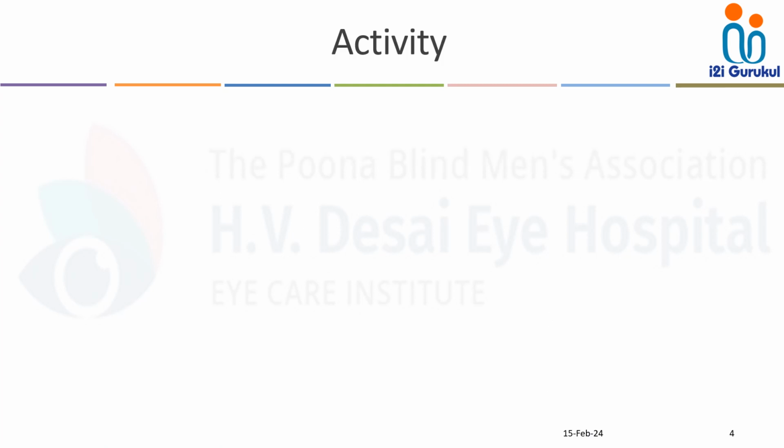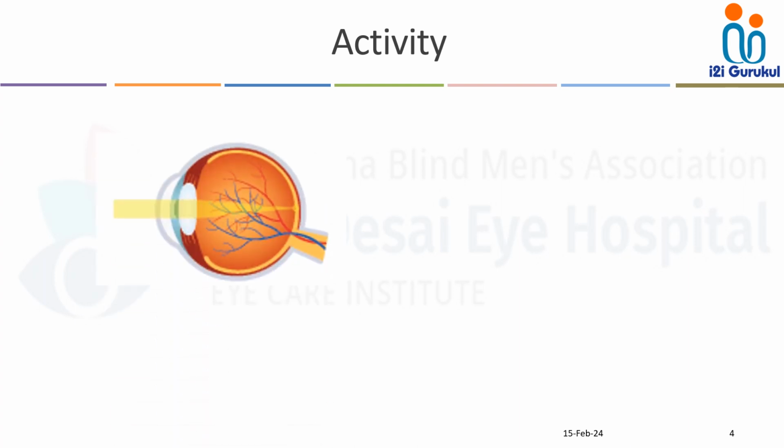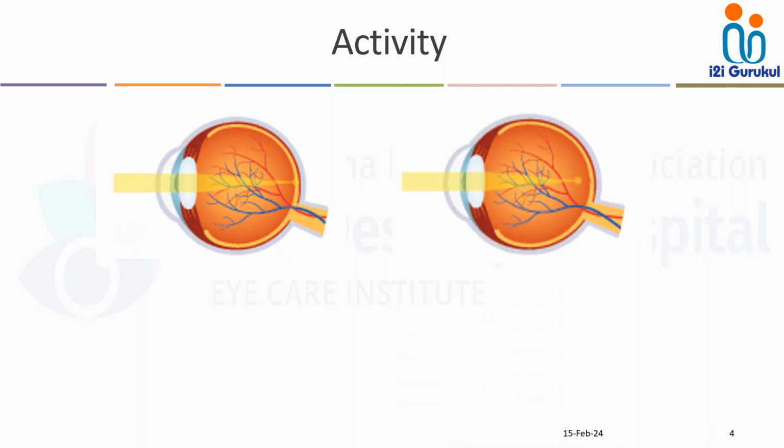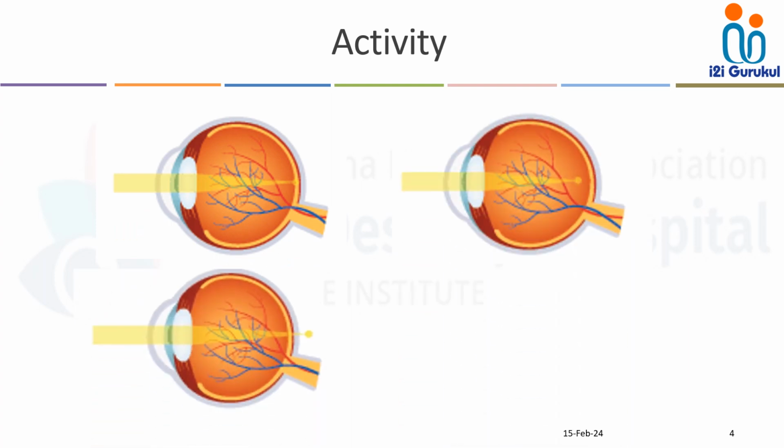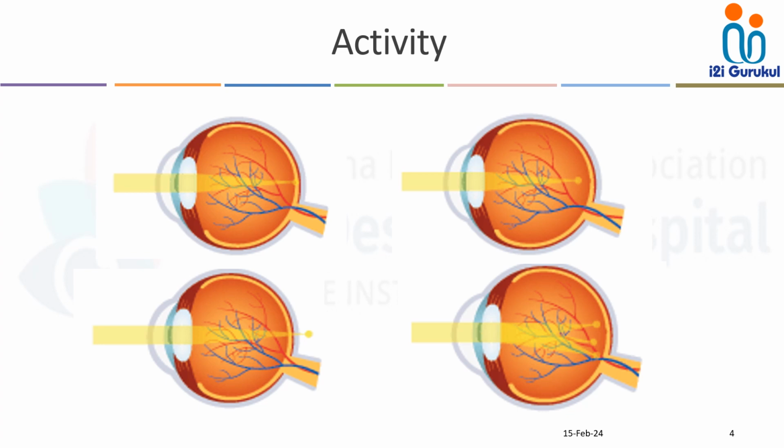I have an activity in the beginning. So I'll be asking you to go through the images. What are the different images you are seeing on the screen now? So the first image, what is the condition of this image? It is a normal eye. So emmetropic eye.